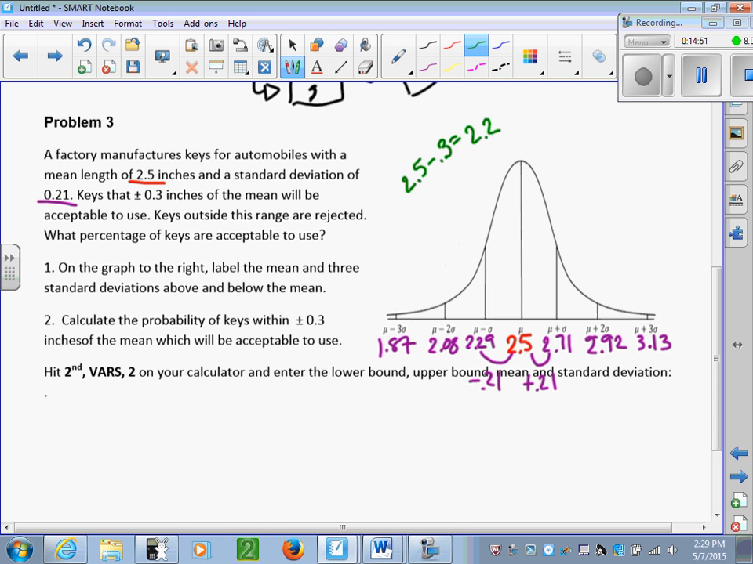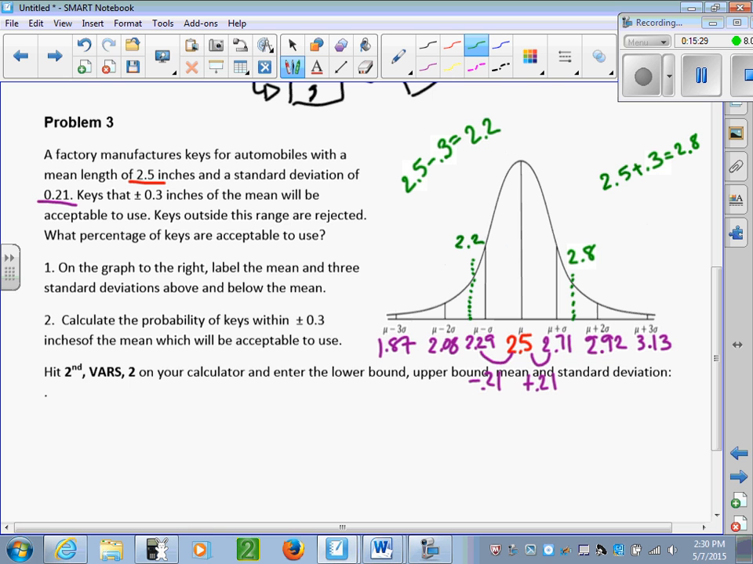So acceptable keys are at least 2.2, which is about right here. Okay, and they go up to, I'll write this, 2.2. And then also 0.3 above, so 2.5 plus 0.3, which equals 2.8. So through 2.8, which is about right here. All right, so acceptable keys fall between these two green dotted lines.